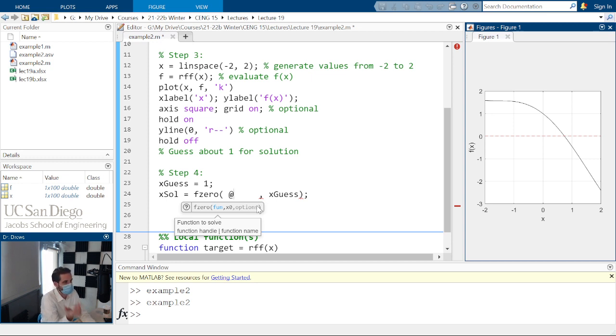That specifies the beginning of what's called a function handle. The thing that comes after that is what's the variable that Matlab should guess? So it's x. The thing we want you to guess is x. So @x is going to be a function handle for the variable x. And then what function do you want to solve? I want to solve RFF of x.